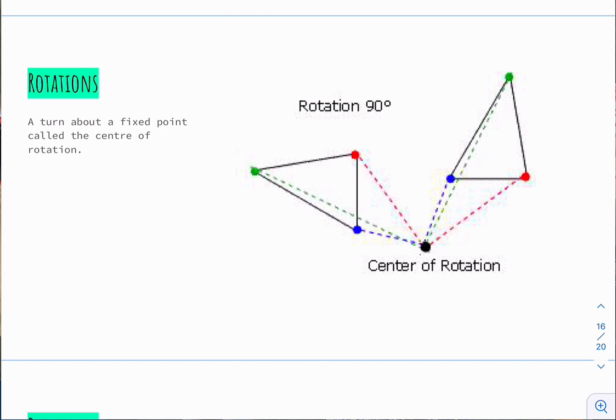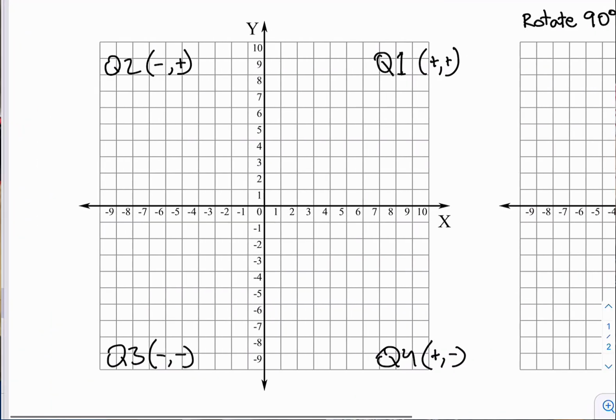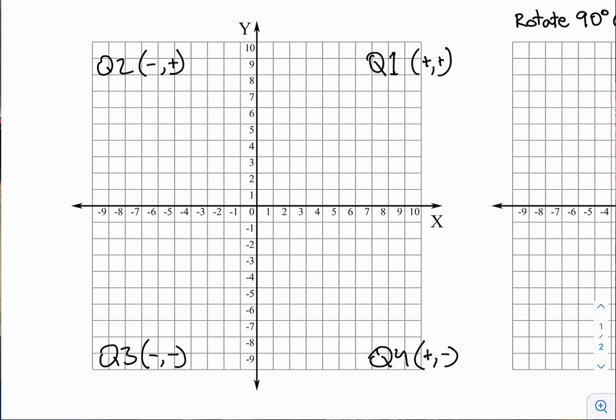We're going to move points and shapes around that at varying degrees. We're going to go either 90 degrees, 180 degrees, or 270 degrees in both directions, both clockwise and counterclockwise. So let's look at some important parts of this as we start here.